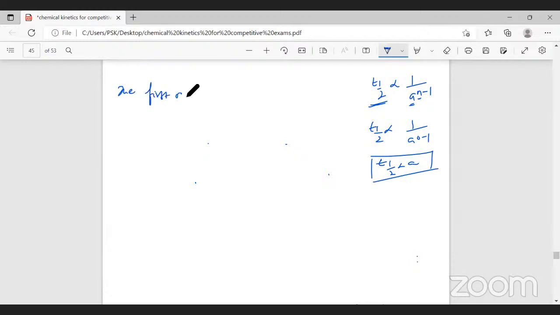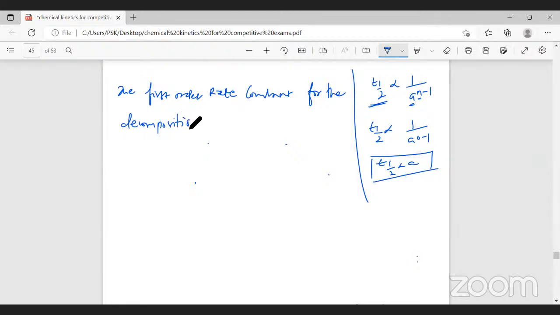The first order rate constant for the decomposition of N2O5, nitrogen pentoxide, at a particular temperature is 6.2 into 10 to the power minus 4 per second. Calculate the half-life period.